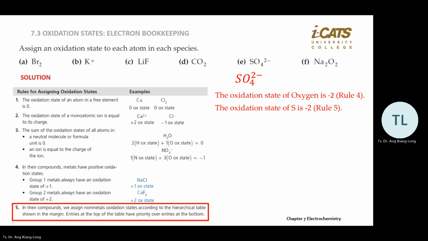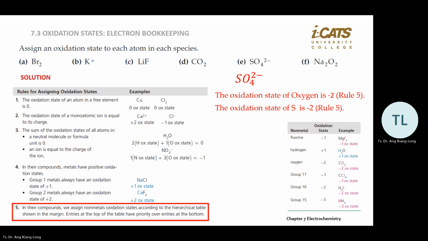So rule number 5 means you need to refer to the periodic table. In the margin, meaning this one. S, you need to refer to the table. S maybe is group 17 or S is in here, group 16. Right? So group 16, you need to refer to here. Group 16 is -2. So S, you refer to the periodic table.